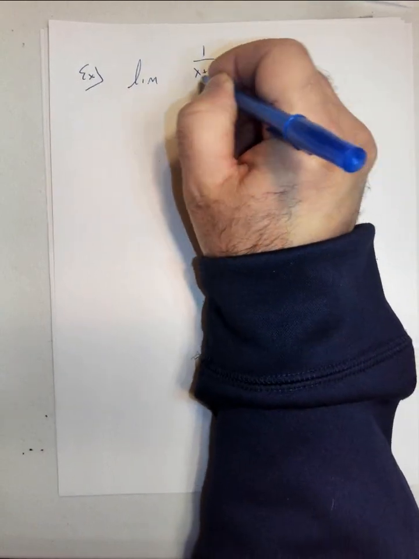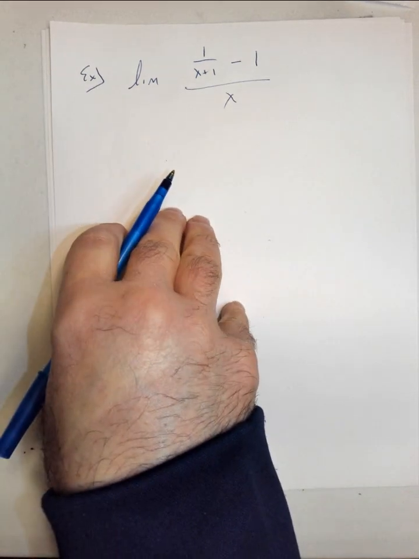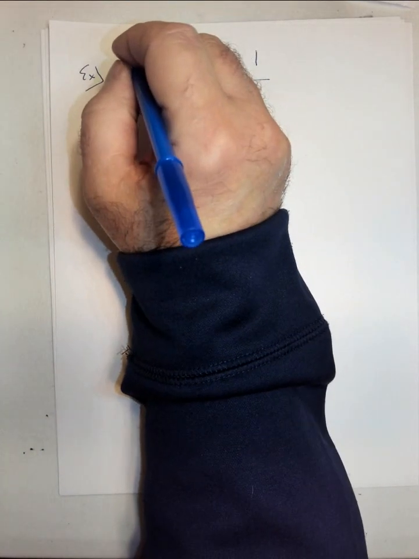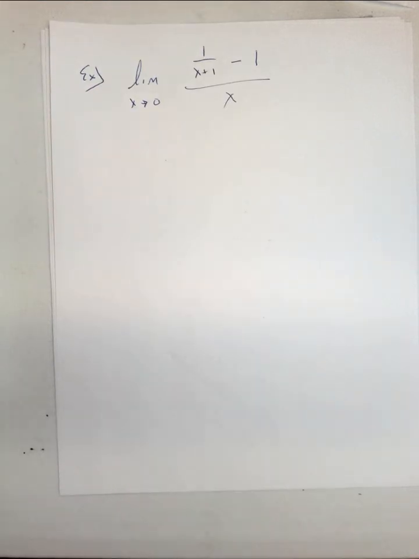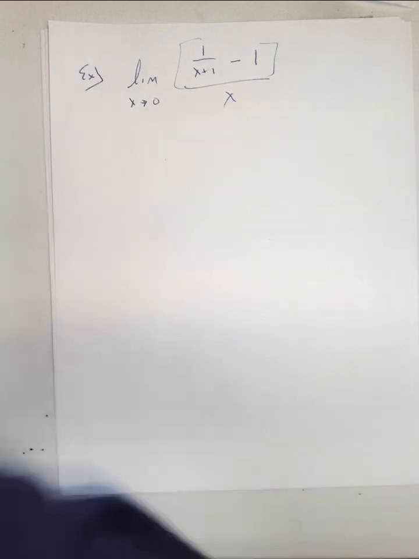Let's see, we got 1 over x plus 1 minus 1 over x, and we're looking at the limit as x goes to 0. What happens if we have a complex fraction, like we do here? And again, you're just going to rely on your algebra skills. We're going to go ahead and we're going to simplify this numerator.